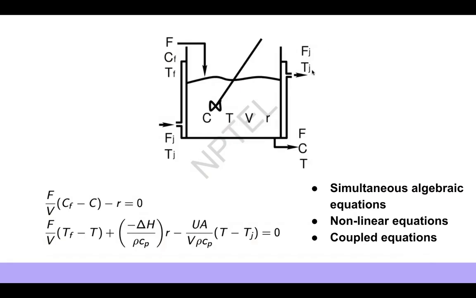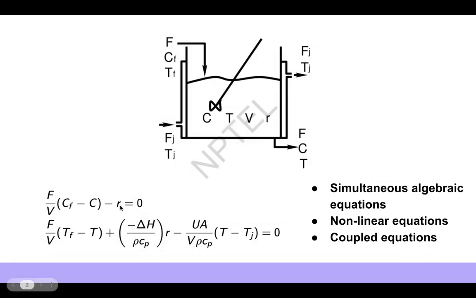Basically, there are two kinds of equations governing this process. One is the mass balance equation, that is, the concentration equation. That is F by V, where F is the volumetric flow rate, so volume divided by minute or second, and then divided by volume means the unit will be 1 divided by time. Then CF minus C, where CF is the initial concentration and C is the final concentration. So this term is nothing but the change in concentration, and the change in concentration is caused by the reaction.